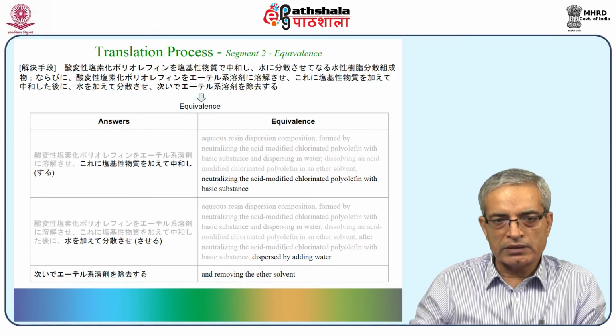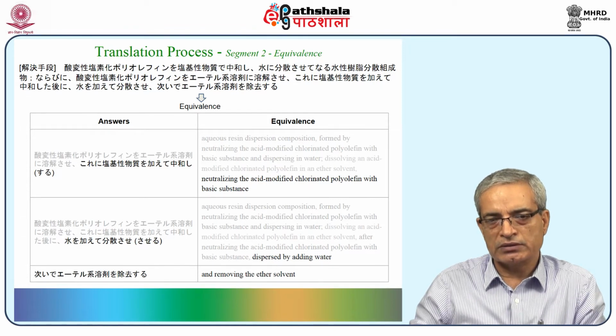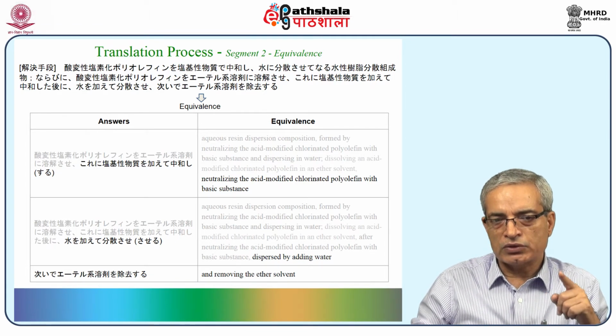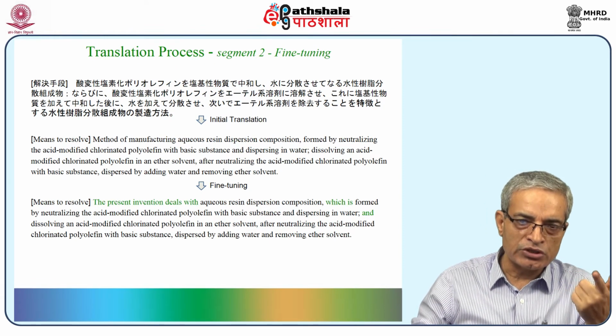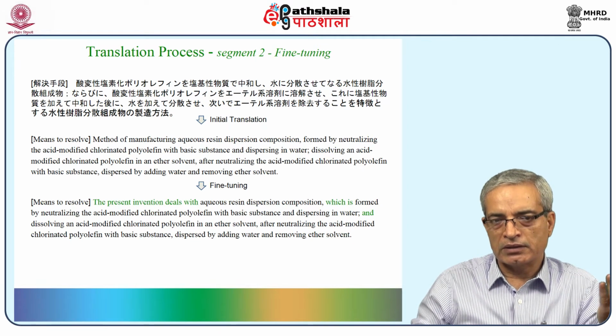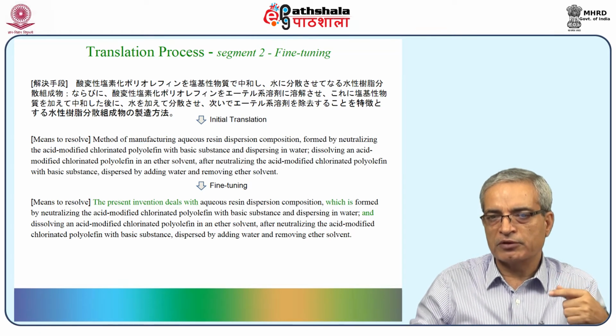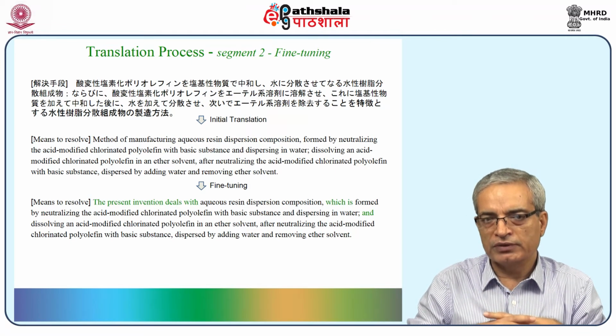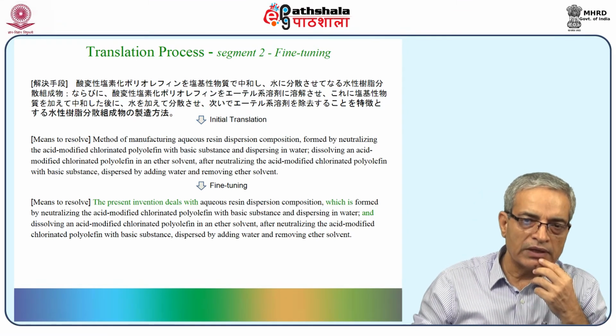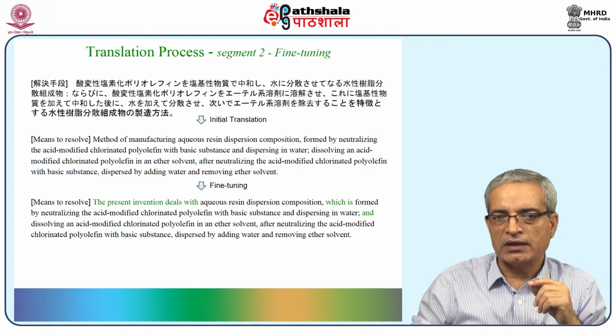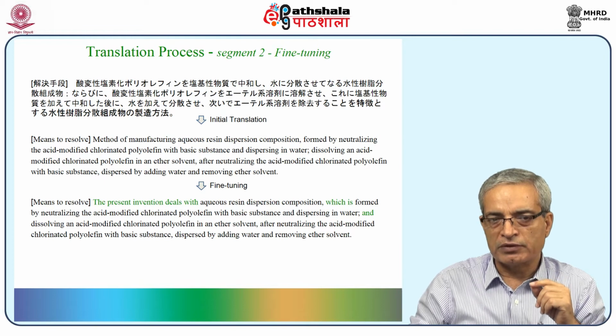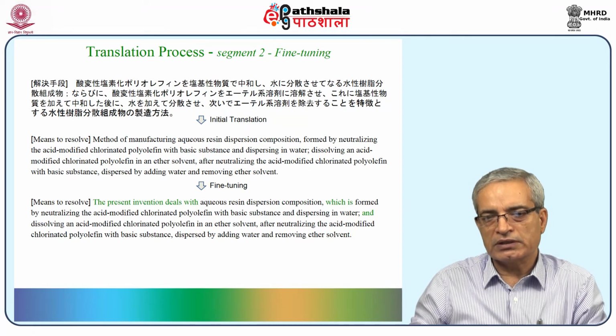The koreni enki se bushitsu o kuwaete chuwashi comes as neutralizing the acid modified chlorinated polyolefin with basic substance, and mizuo kuwaete bunsan sase is dispersed by adding water. Suide ether ke yozai o jokyo suru, and removing the ether solvent. Now the initial translation is given here by joining these, and let me read it out. It means to resolve method of manufacturing aqueous resin dispersion composition formed by neutralizing the acid modified chlorinated polyolefin with basic substance and dispersing in water, dissolving an acid modified chlorinated polyolefin in an ether solvent after neutralizing the acid modified chlorinated polyolefin with basic substance, dispersed by adding water and removing ether solvent.